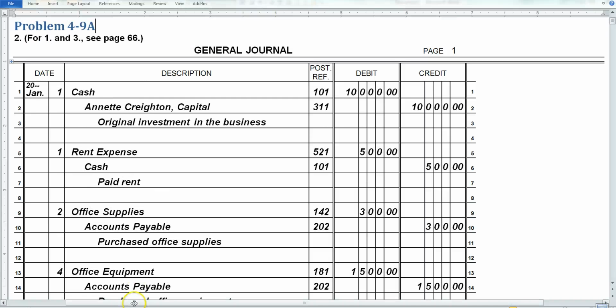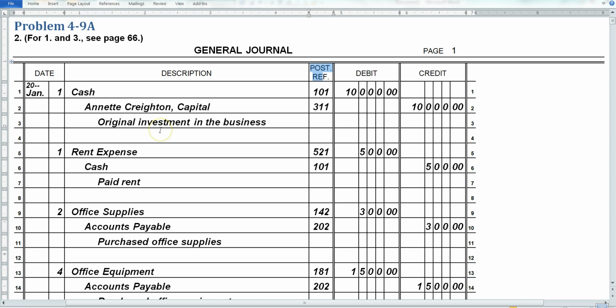Hello, financial accounting. I would like to review problems 4-9A. We're doing the general journal, so what you'll notice is that I have the title. Don't get sloppy. It is very important always to title what you're doing. Notice that we are working on page 1. And now we have post-reference numbers. These are the account numbers.